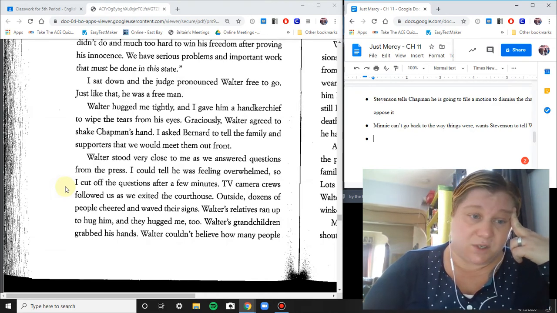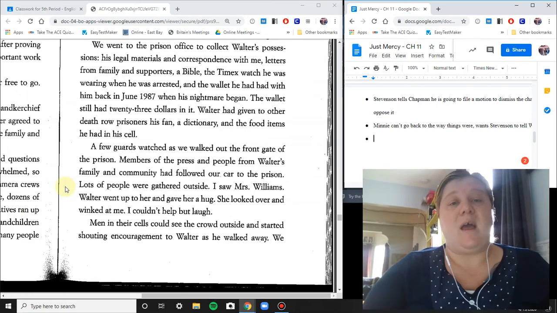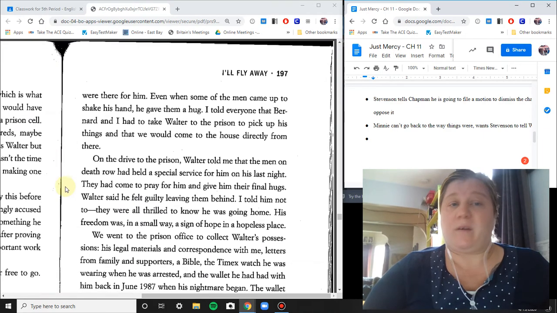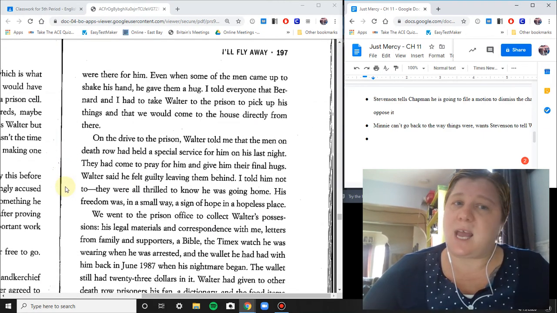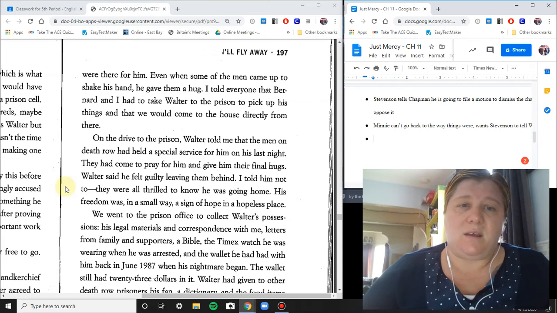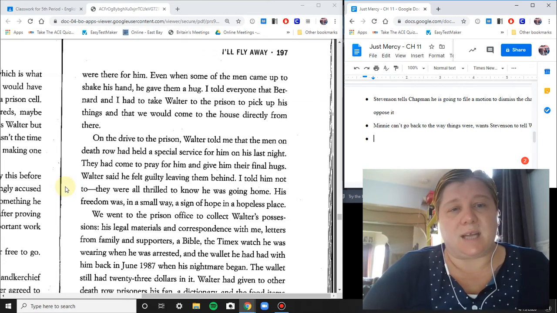Walter's relatives ran up to hug him, and they hugged me too. Walter's grandchildren grabbed his hands. Walter couldn't believe how many people were there for him. Even when some of the men came up to shake his hand, he gave them a hug. I told everyone that Bernard and I had to take Walter to the prison to pick up his things, and that we would come to the house directly from there.